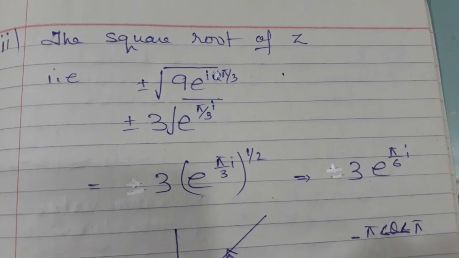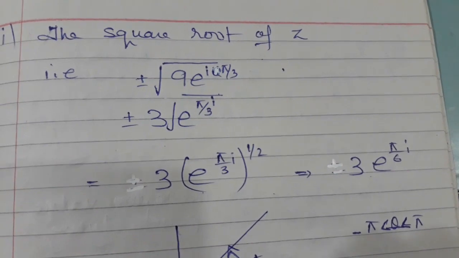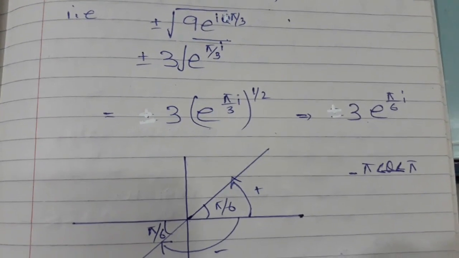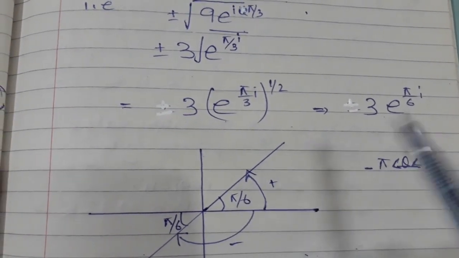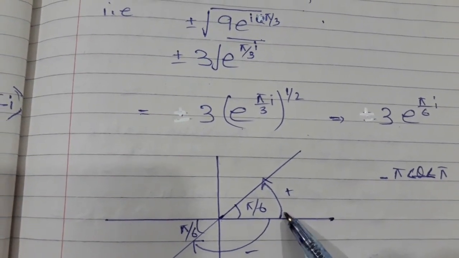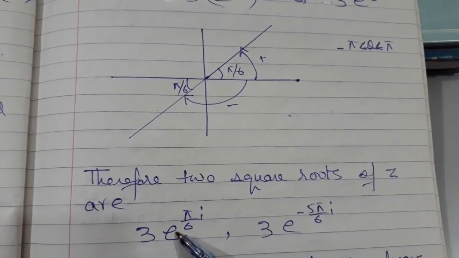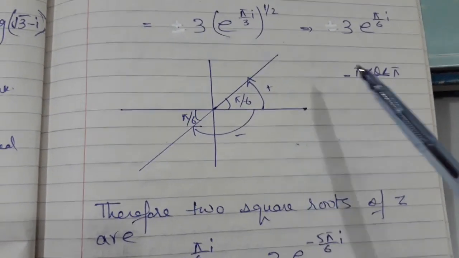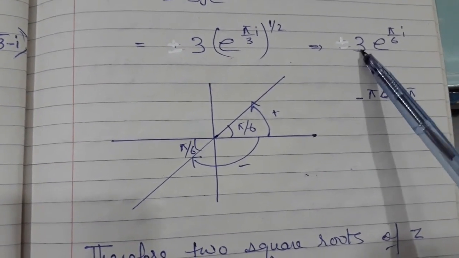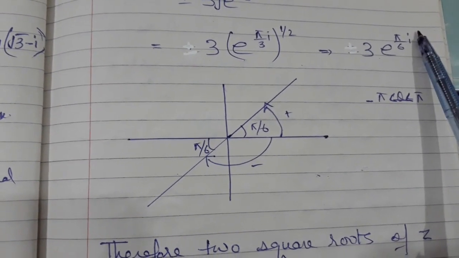Now, what are the square roots? Here we use certain understanding from the previous concept. Now see here, pi by 6, generally I see it is plus, it is here. So my one square root will be 3e^(i pi by 6), because the question says to write down the square root in the form re^(i theta). So one square root is this, 3e^(i pi by 6). How will I get the other square root?